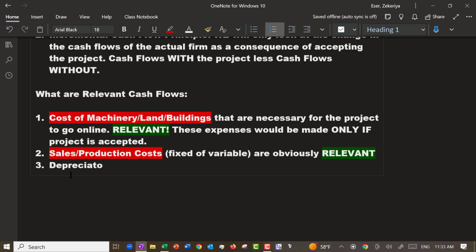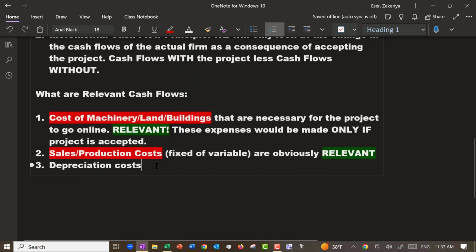Depreciation costs. What do you think? These are non-cash expenses. So should they be relevant or not? When you charge depreciation, that doesn't create an actual cash expense. So since we're thinking about cash flow of the firm, well, the first instinct is it's not relevant. That is a yes and a no. Yes, they're not relevant because they're not cash, but they have a cash flow effect on the firm.